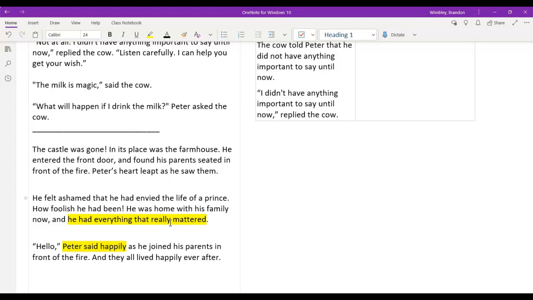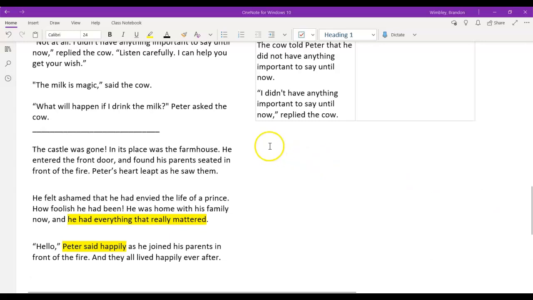Remember, our conclusion we want to focus on is having that happy ending and making sure that the readers know why the ending is happy. Because remember, it could be Peter's really sad and depressed because he doesn't have that castle, doesn't have that lifestyle, doesn't have that money, but it really is a happy situation for him. Now, what problem does this conclusion resolve? It resolved the problem of him not having his parents.